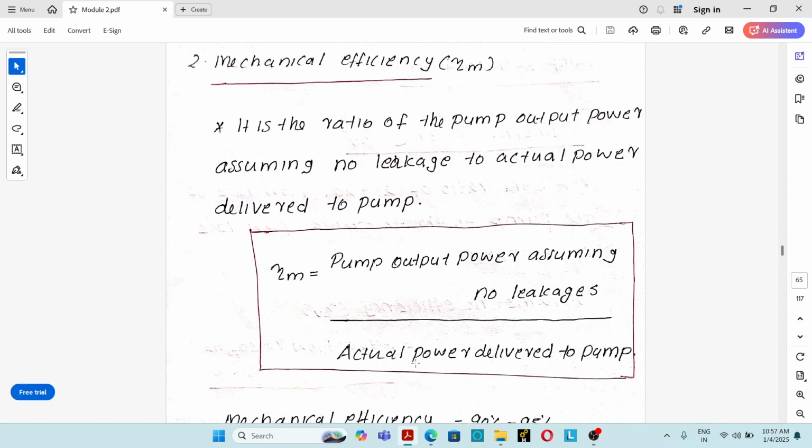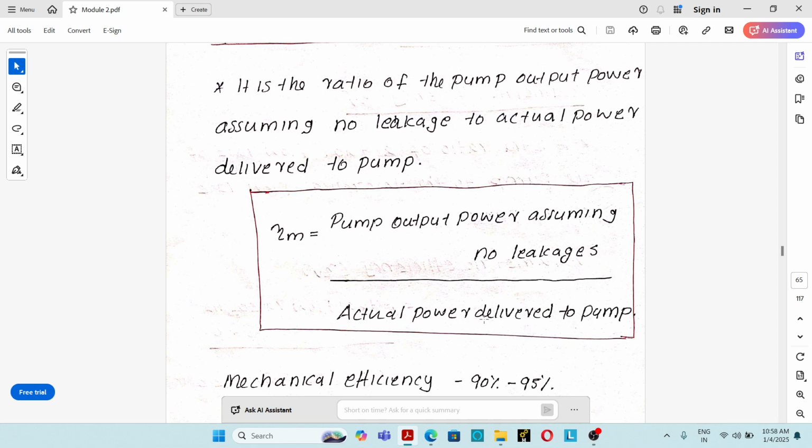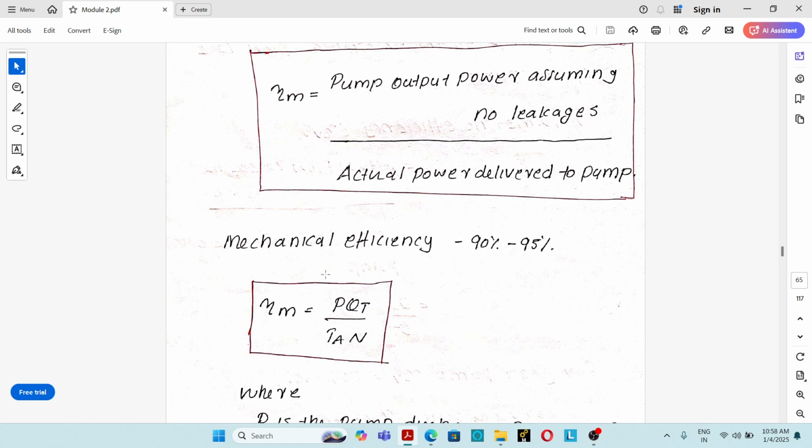Next one is mechanical efficiency. It is the ratio of the pump output power, assuming no leakage, to the actual power delivered to the pump. During the working of a pump, it is connected to a prime mover, that is an electric motor, by a shaft. So mechanical efficiency mu m is defined as the ratio of pump output power, assuming no leakage, to the actual power delivered to the pump. Mechanical efficiency is commonly 90 to 95 percent.